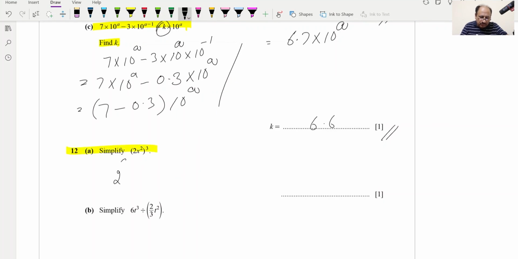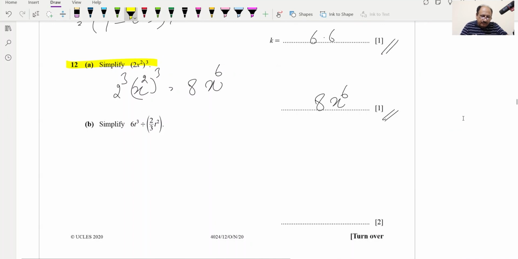So 2 raised to the power 3, separately we will take powers, and this will be 2 raised to the power 3 will be 8, and x raised to the power 2 into 3 will be 6, so 8x raised to the power 6, 1 mark part, which is done.